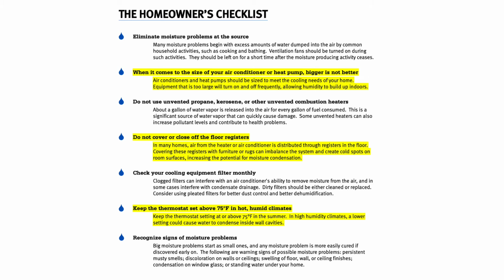The homeowner's checklist. Specifically, when it comes to the size of your air conditioner or heat pump, bigger is not better. Do not cover or close off floor registers. Keep the thermostat set above 75 degrees Fahrenheit in hot, humid climates.